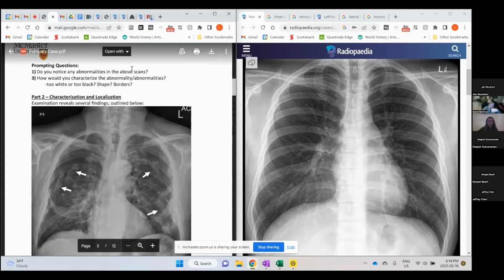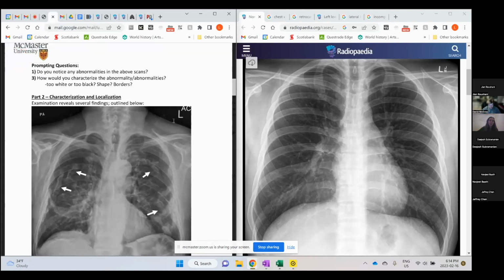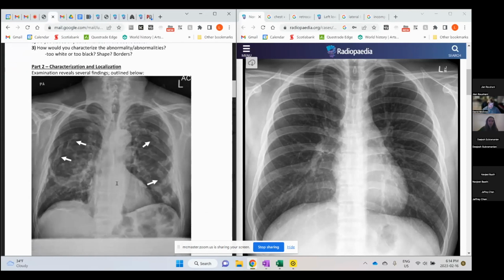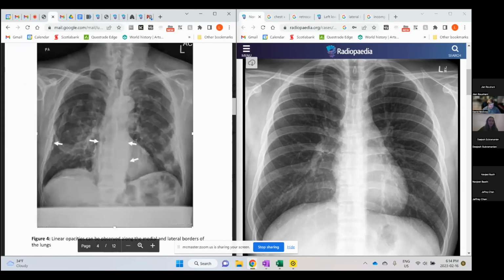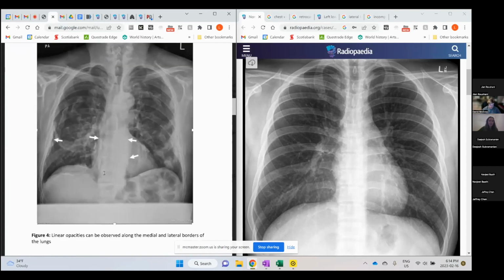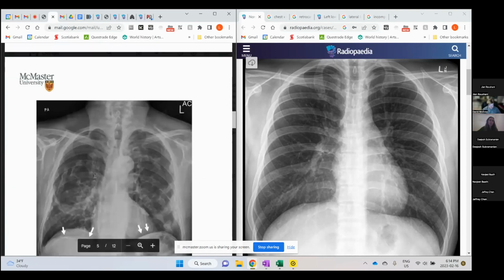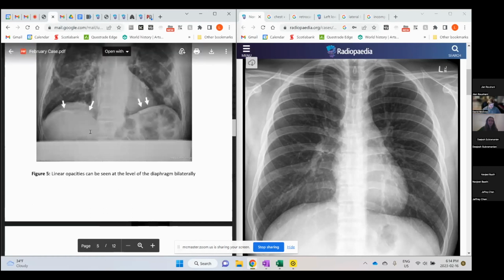So yes, we saw abnormalities. It was too white. The shape, I'll probably call it irregular nodular with sharp borders. And here are arrows pointing at the abnormalities. And then you can see that it's also kind of outlining the medial lungs here and here. And it's on the diaphragms as well. Okay.